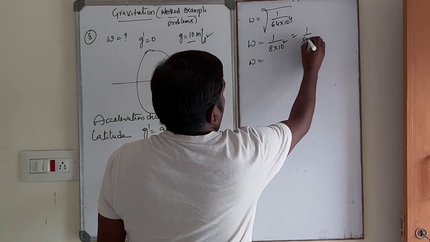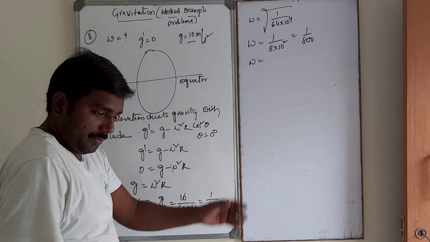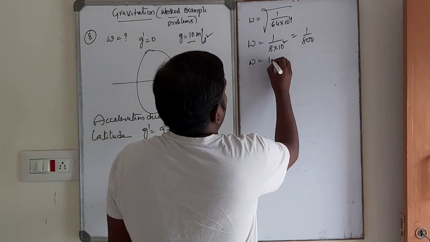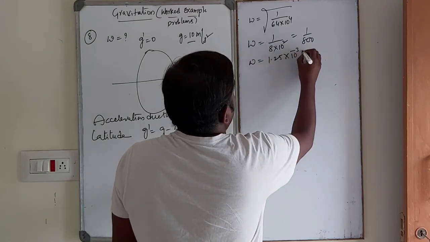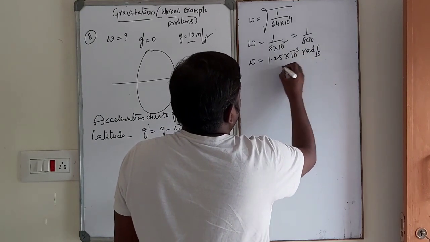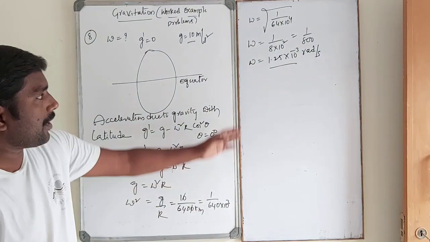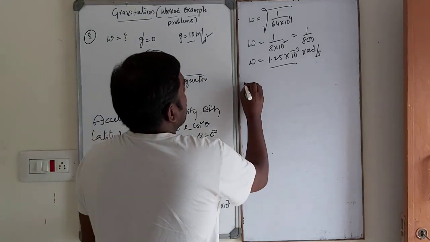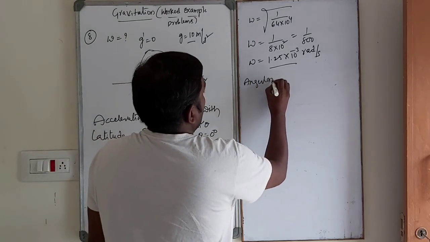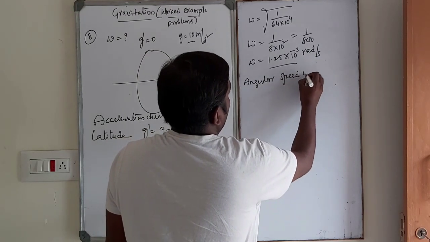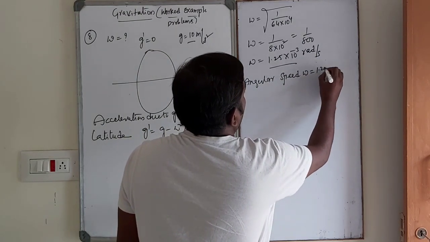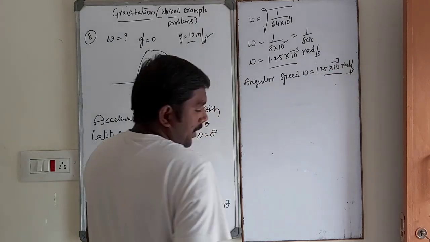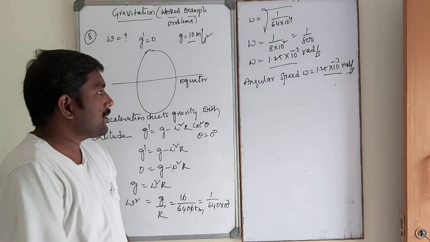This is 1 by 800. We solve it, and the final answer is 1.25 into 10 power minus 3 radian per second. Radian per second is the SI unit of angular speed. So finally omega is the angular speed. So angular speed omega is equal to 1.25 into 10 power minus 3 radian per second. That is the correct answer.